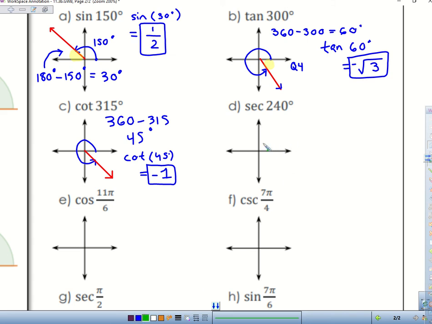Secant of 240, we go here. What quadrant am I in? 3rd. What's the rule for the 3rd quadrant? I do angle minus 180, good. So I get secant of 60, right? So secant of 60, according to our chart, is 2. But is it going to be a negative or a positive 2? Good.